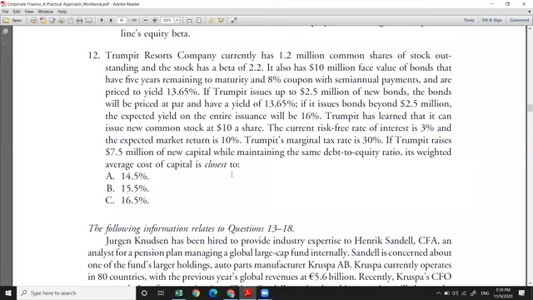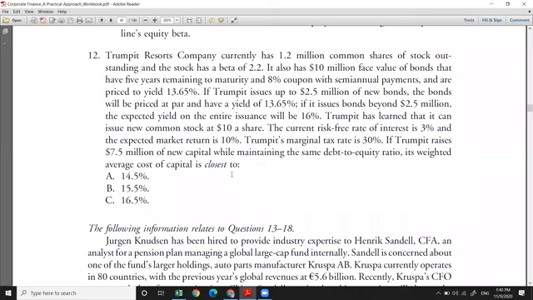If Trumpet issues up to 2.5 million of new bonds, the bonds will be priced at par and have a yield of 3.65%. If it issues bonds beyond the 2.5 million, the expected yield on the entire issuance will be 16%. Trumpet can issue new common stock at $10 per share. The current risk-free rate is 3%, the expected market return is 10%, and Trumpet's marginal tax rate is 30%.